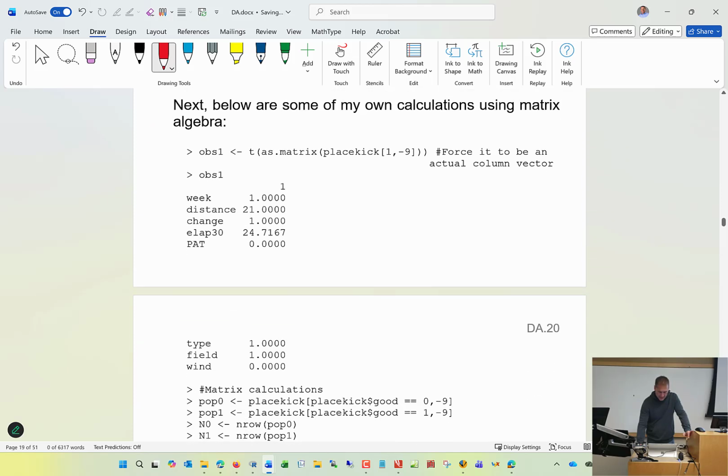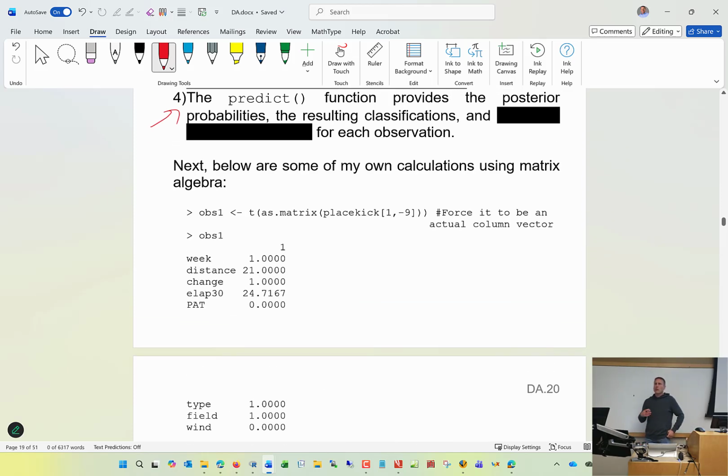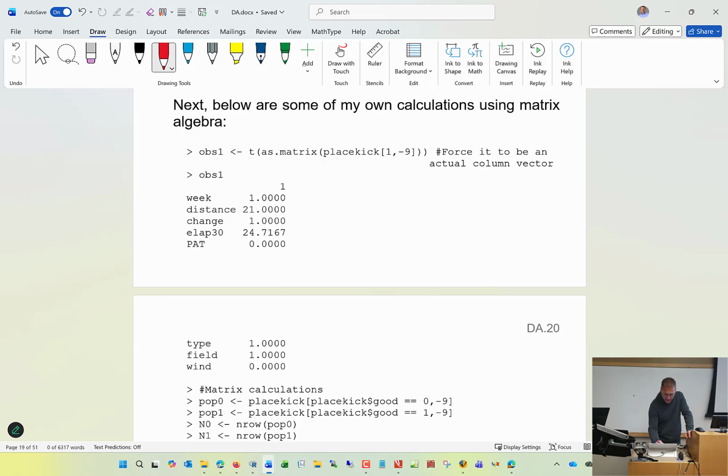Okay. So what we can do is how about we try to replicate some of these calculations. That's why I chose to do this LDA in a certain way, because it will make it easier to help you learn how some of these equations work. So to begin with here, let's take out observation 1 from the data set. And notice I have a -9 there as the column. That just removes that good variable from what I'm extracting.